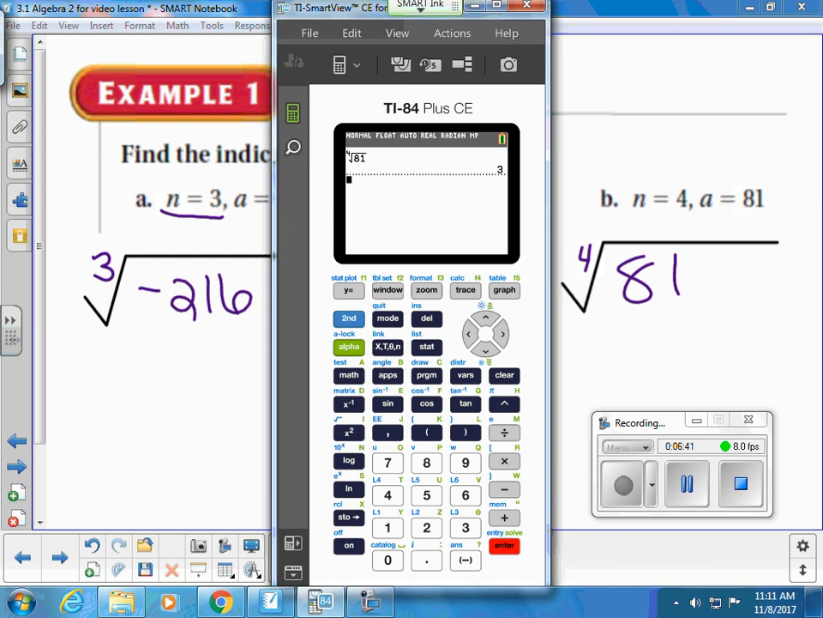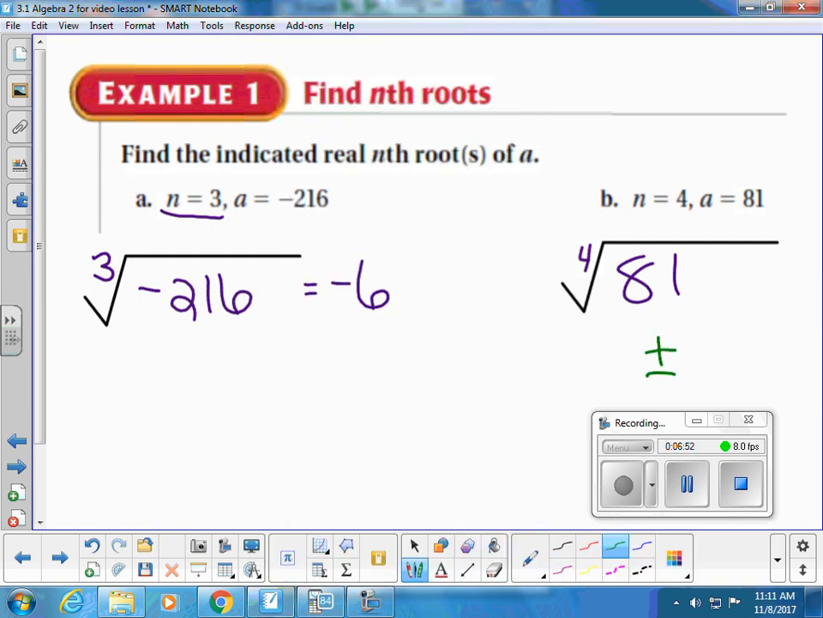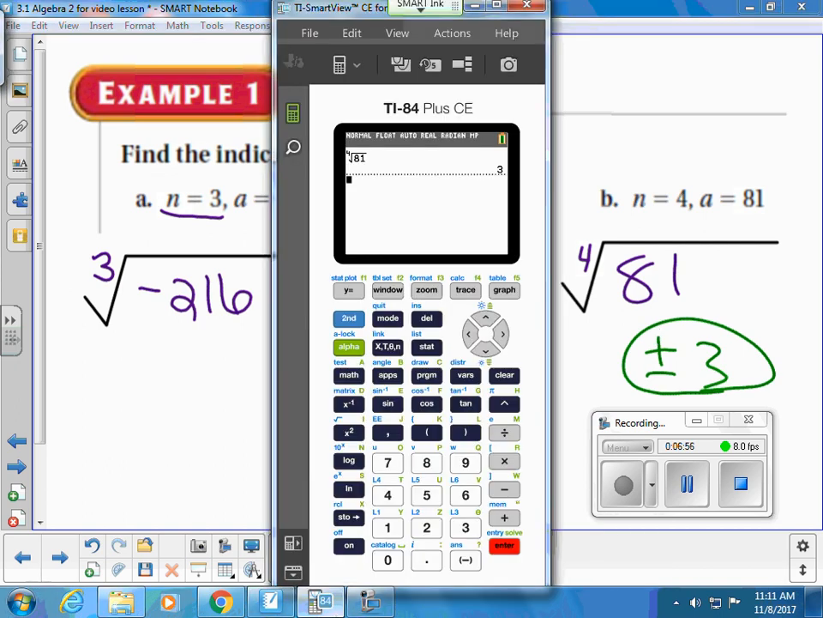Now the calculator is going to tell you the answer is 3, but since that was an even radical and 81 was a positive number, there are 2 answers, and the answers are positive 3 and negative 3. And I'll show you why mathematically that is true.